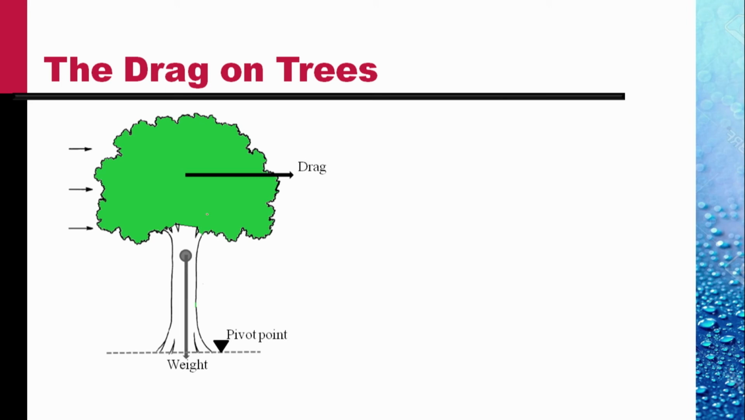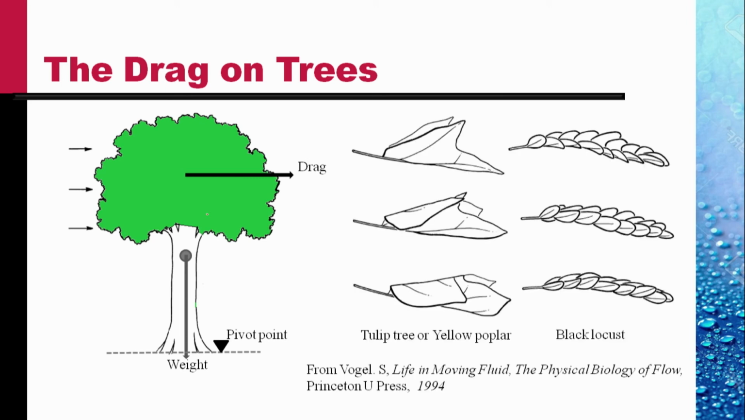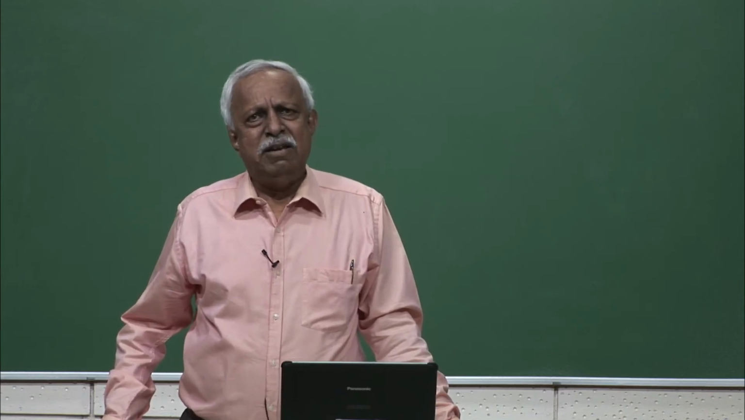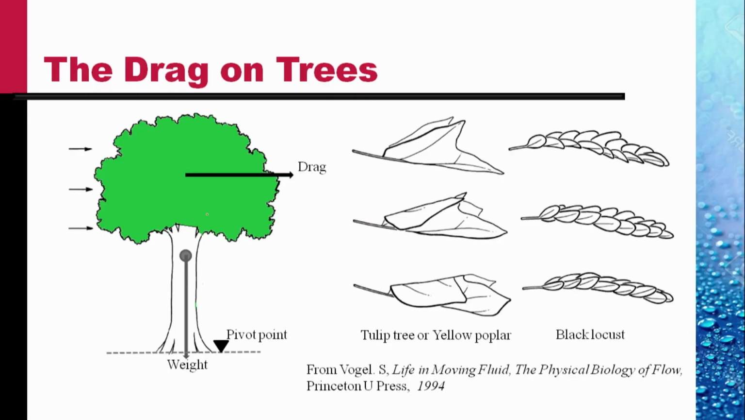Scientists have studied this, and they say the shape of the leaves changes. For a tulip or a yellow poplar tree, as you go from top to bottom, the leaf folds over and offers less area to the flow. And if it offers less area, that means it reduces the drag. The black locust leaves, as the wind blows, close up, offering less resistance. This also has been taken from the book by Vogel, Life in a Moving Fluid. The book contains a lot of other examples of how moving fluids affect the life of organisms living in water.